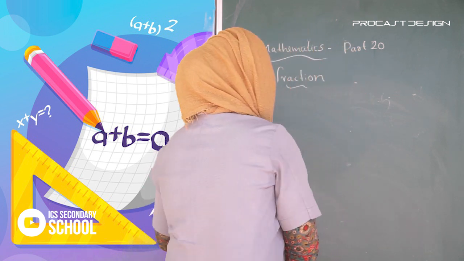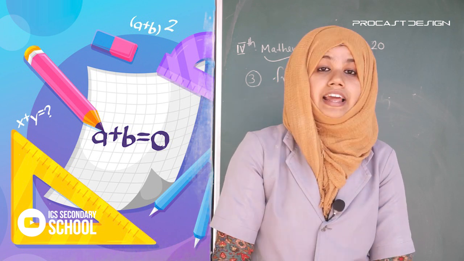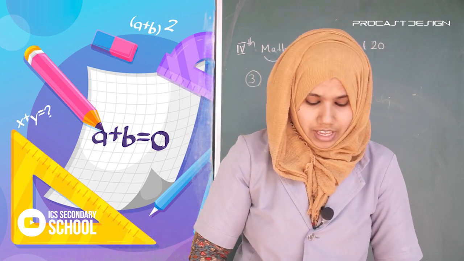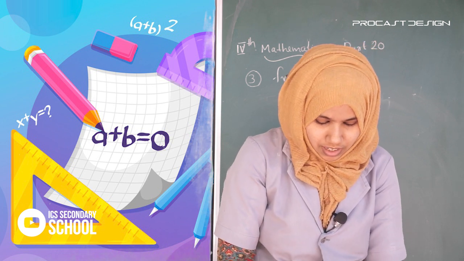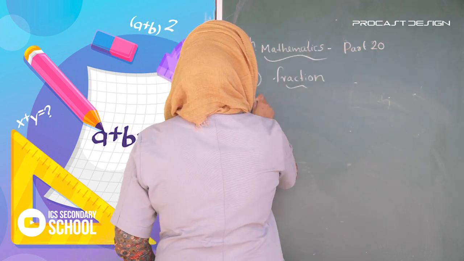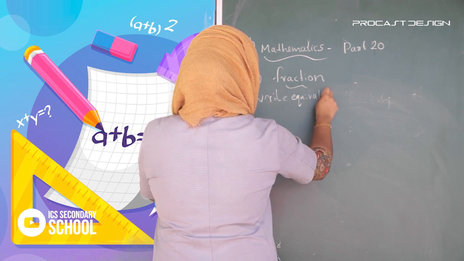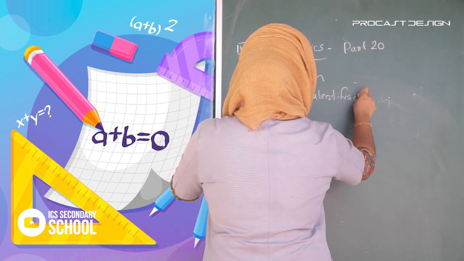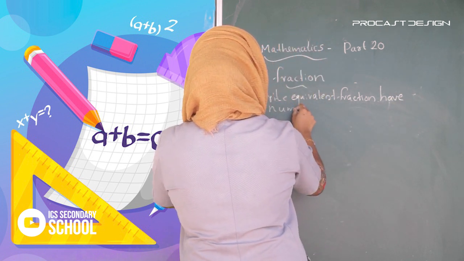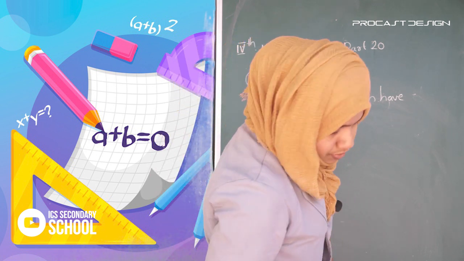So sometimes you get a question like, write the equivalent fraction of 9 by 11 having numerator 72. So sometimes the numerator is given. Okay. I will give an example. Write the equivalent fraction having numerator 15.